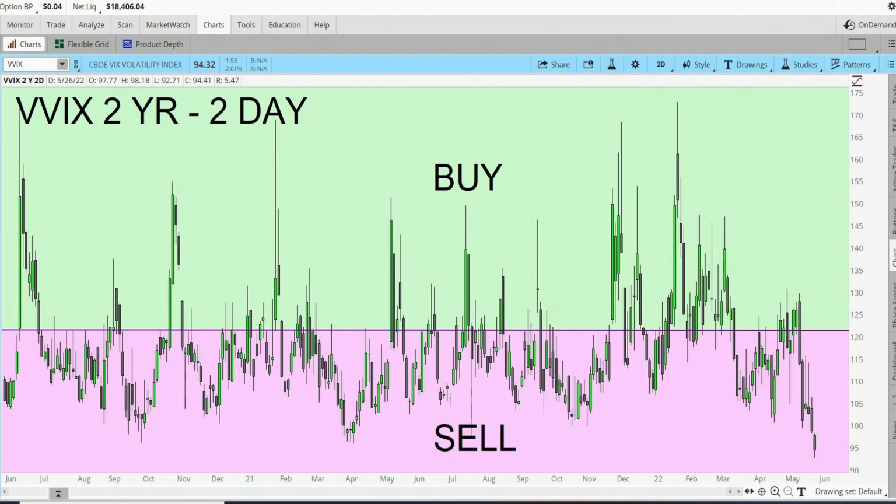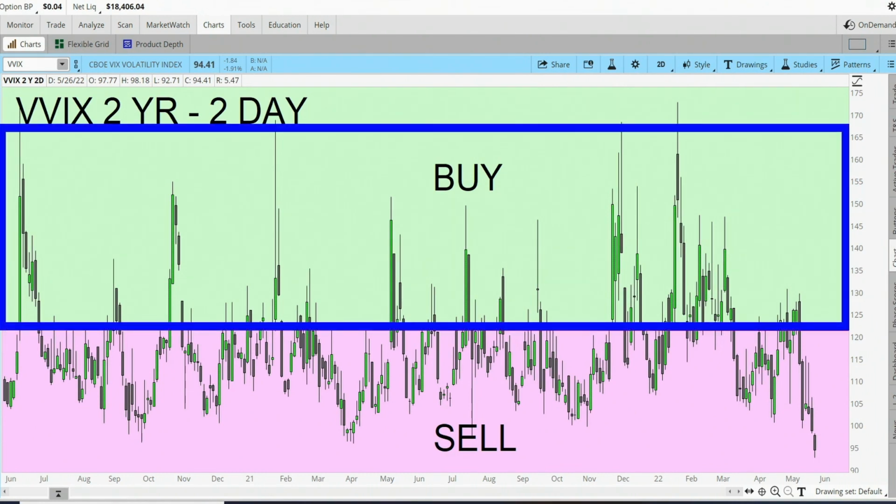I'm a directional trader. I don't care which direction. If the VVIX is above the $120 mark, I'm looking to buy.